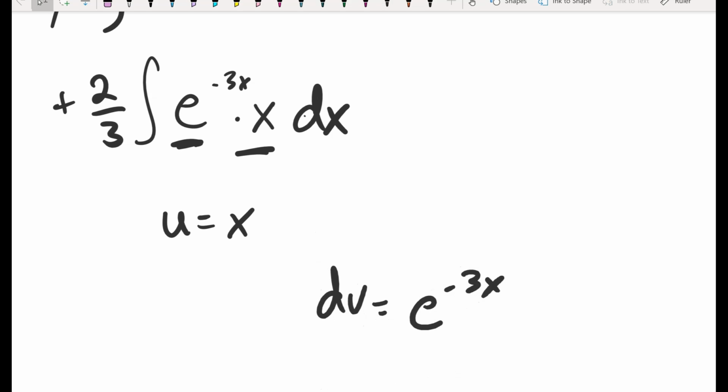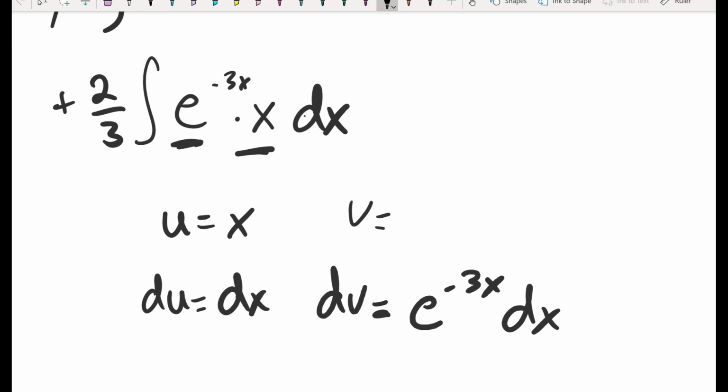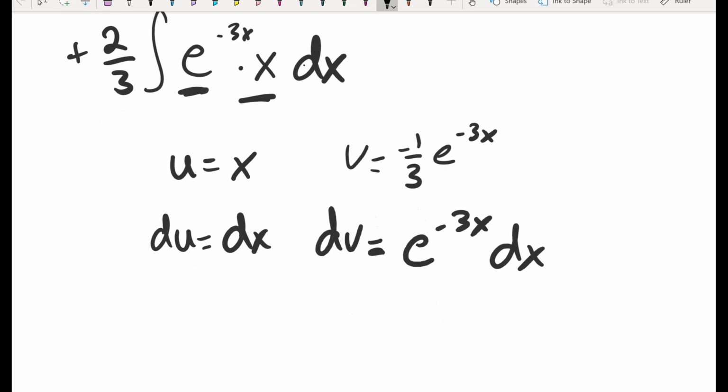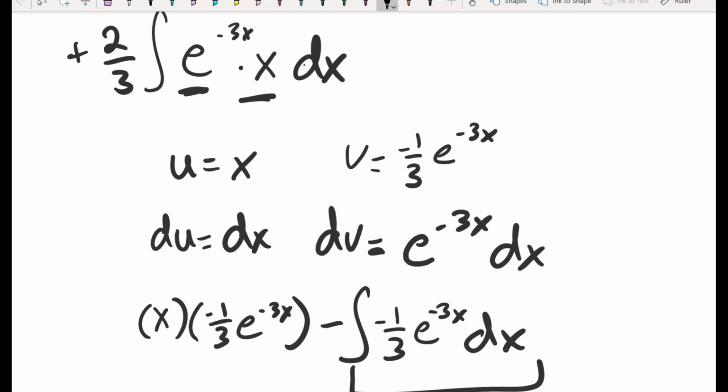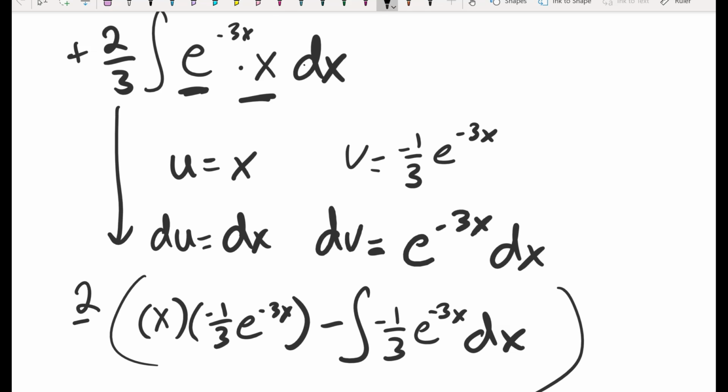Negative 3x dx. Now, this isn't going to be that bad because we know the derivative of x is just 1 dx, and the antiderivative of e to the negative 3x, we've already found that. So we know that's negative 1/3 e to the negative 3x. So if I start substituting in again, this integral is just going to become u times v, negative 1/3 e to the negative 3x, minus the integral of v, negative 1/3 e to the negative 3x, du, which is just dx. So I've actually solved my problem because there's no other x in that last integral there. The only thing you need to worry about is that, remember, we're multiplying this whole thing by 2/3 on the outside.